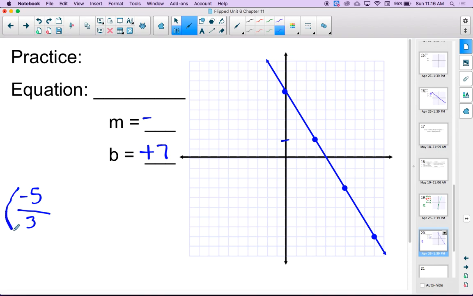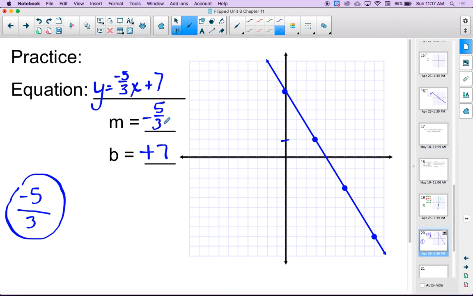So this guy here, this is going to bother you, but I'm going to let you leave it as an improper fraction. If you want to take that and simplify it, you can go ahead and get -1 2/3. But I am okay at this point in the school year with us leaving this as a negative and an improper fraction. Okay, so our equation is y equals mx plus b. Our m number is -5/3. Don't forget the x after it. Our b number is a +7. So there's our equation, y equals -5/3 x plus 7.